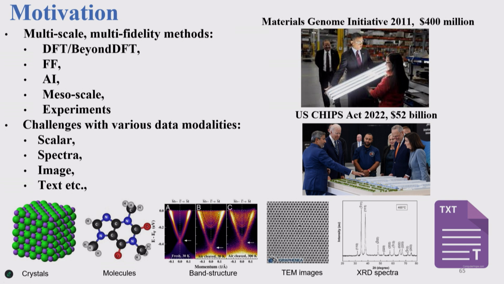Another thing is in material science, as we saw, there are different types of data like scalar data, like a single value, such as bulk modulus or band gap, or spectra data such as X-ray diffraction and so on, image data and text data.